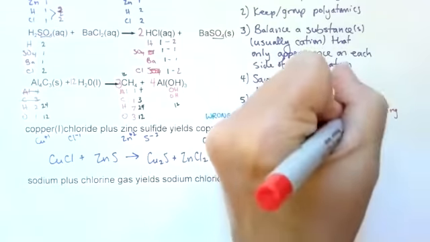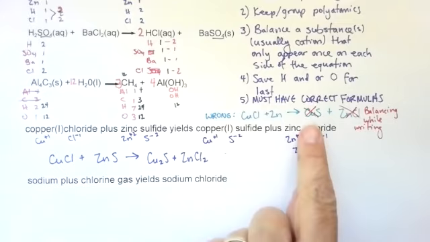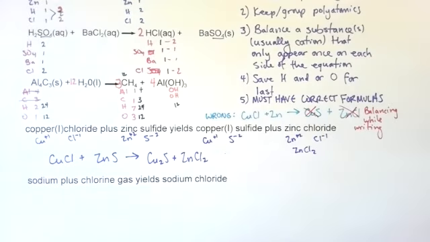And that'll always give you incorrect formulas. Copper 1 sulfide is Cu2S, always. If you wrote CuS, this is a non-existent compound. Now I can balance this. So go ahead, pause the video, see if you can get it balanced.